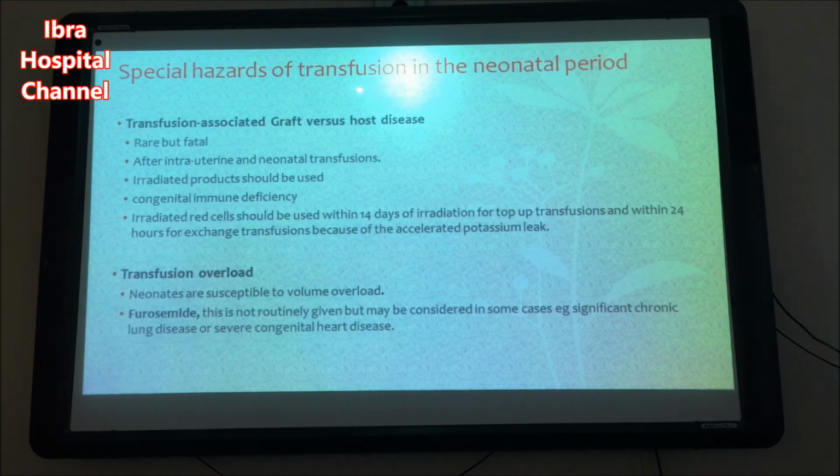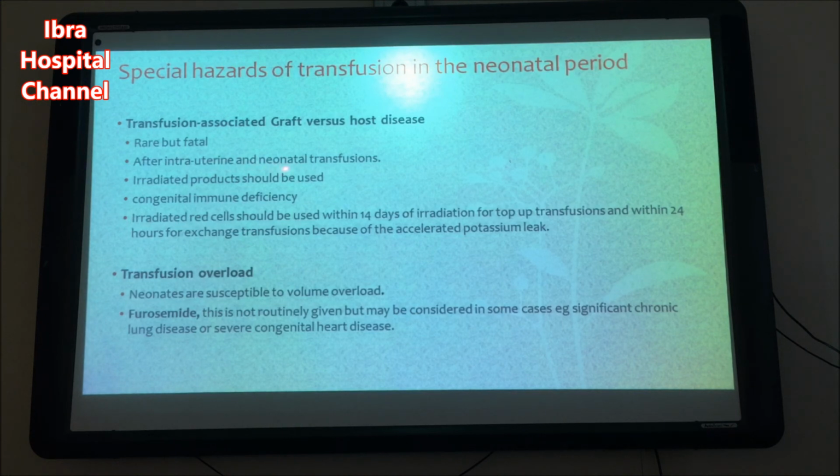Some special hazards of transfusion in the neonatal period. Transfusion associated graft versus host disease. Anyone has any idea about this? So this is very rare but very fatal, and the patient can die in a few days. You don't know what happened.